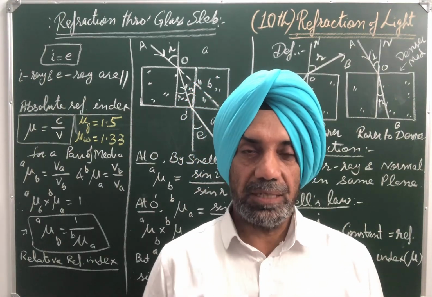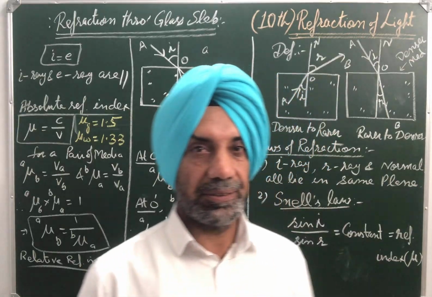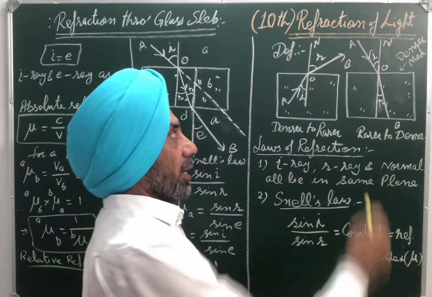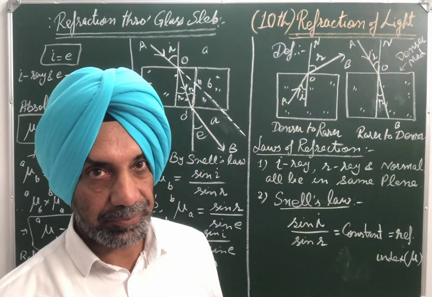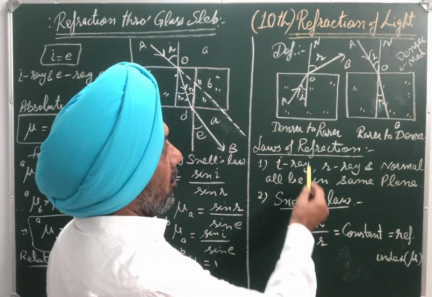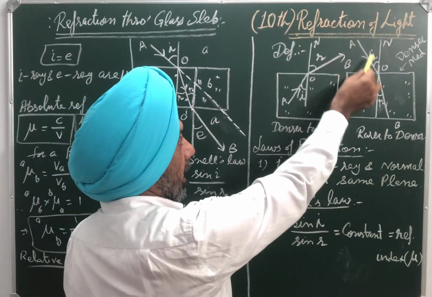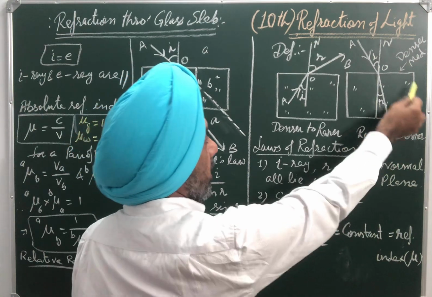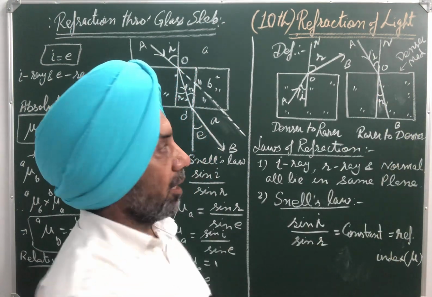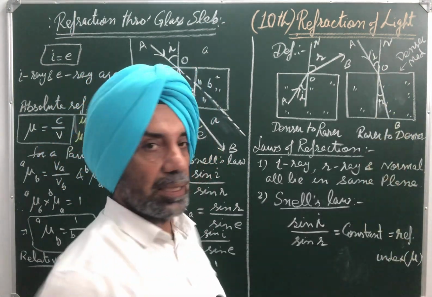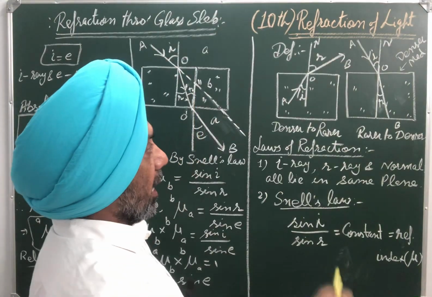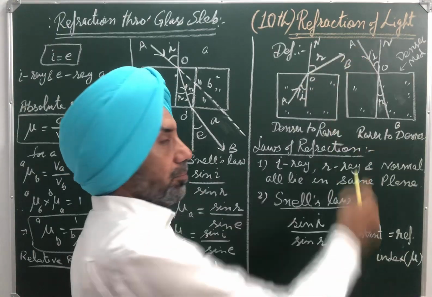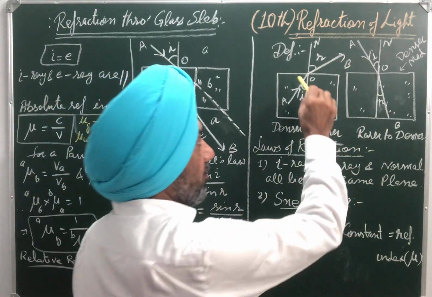So today's topic is refraction of light. First of all, what do you mean by refraction of light? Now, when a ray of light enters from a rare medium to a denser medium, it bends toward the normal at the point of incidence. And when a ray of light enters from a denser medium to a rare medium, it bends away from the normal.